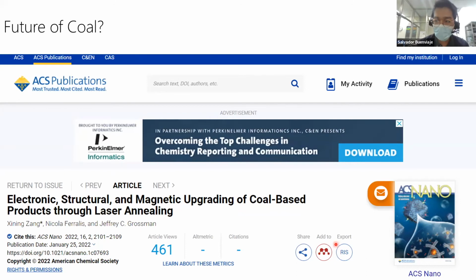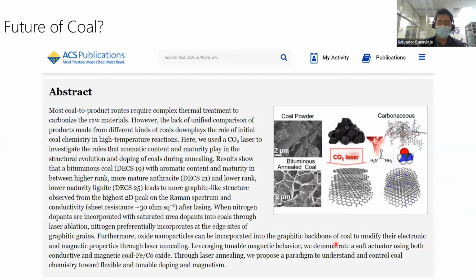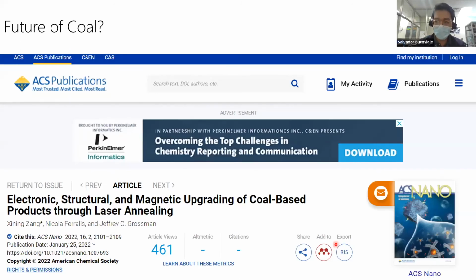So I've come across this paper. It is a recent paper, just last January 2022. It tackles the use of coal as an electronic product. As we all know, there is a global advocacy to abolish coal-powered energy sources and replace them with renewable and more sustainable energy sources.